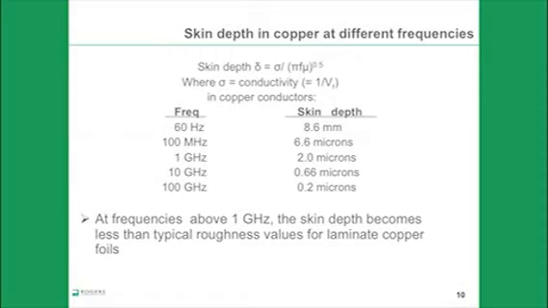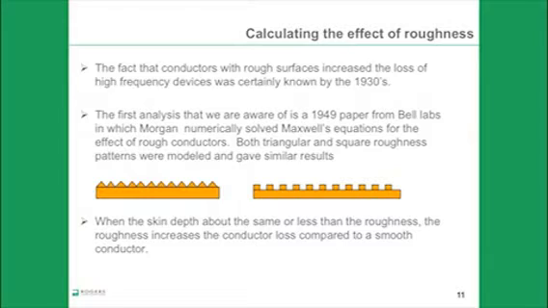The fact that conductors with rough surfaces increase the loss of high-frequency devices was certainly known since the 1930s. The first analysis that we're aware of is a 1949 paper from Bell Labs in which Sam Morgan numerically solved Maxwell's equations for the effective rough conductors. It was a two-dimensional model with both triangular and square roughness patterns, and they both gave quite similar results. Essentially, when the skin depth is about the same or less than the roughness, the roughness increases the conductor loss compared to a smooth conductor.